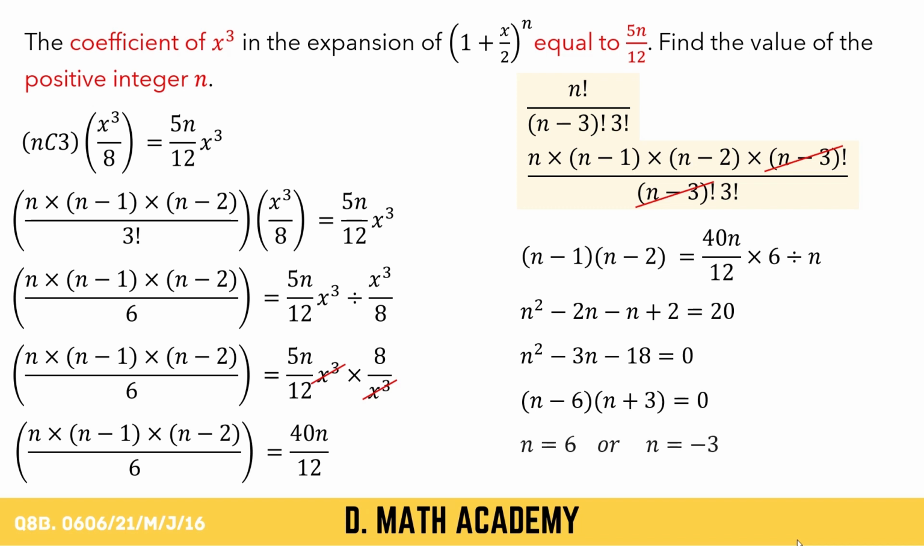However, remember the question asked for positive integer n, so negative n will not be considered here. So the final result, n will be 6. Feel free to pause this, trace back to the workings, and re-watch it to understand this part better, because it's very important and this is the hardest type of question that might appear in your exam.